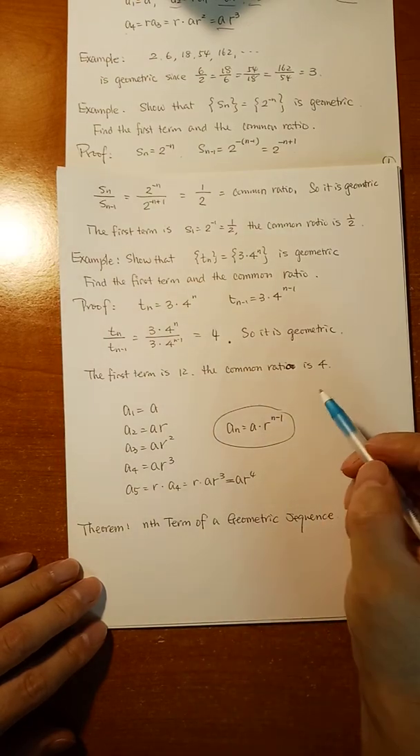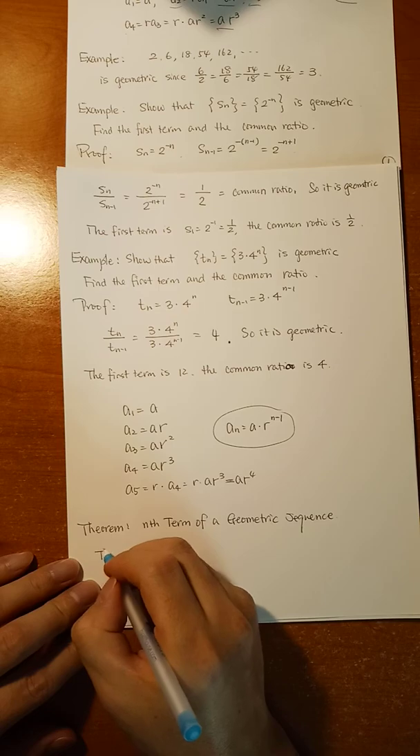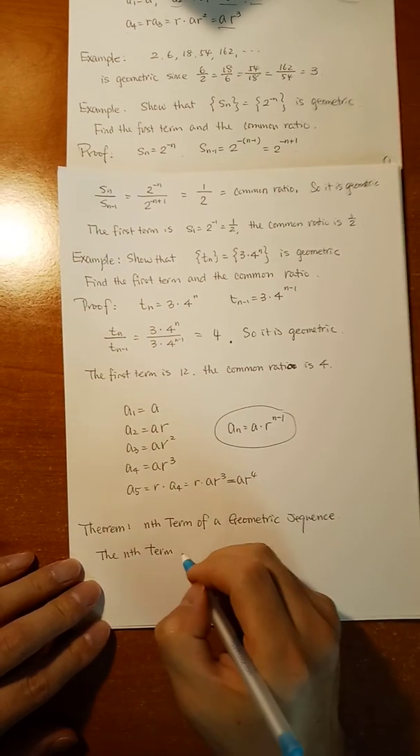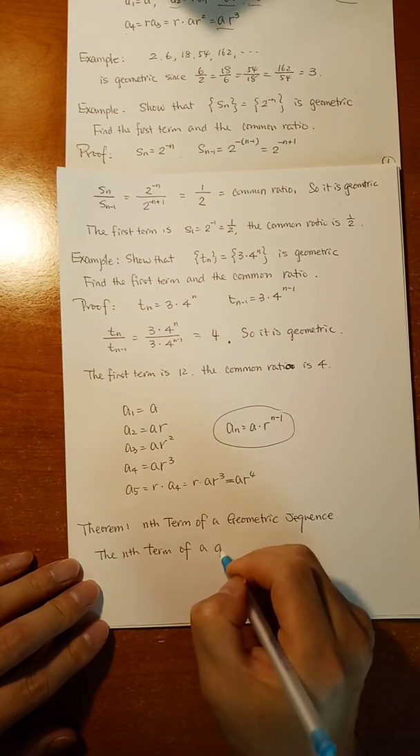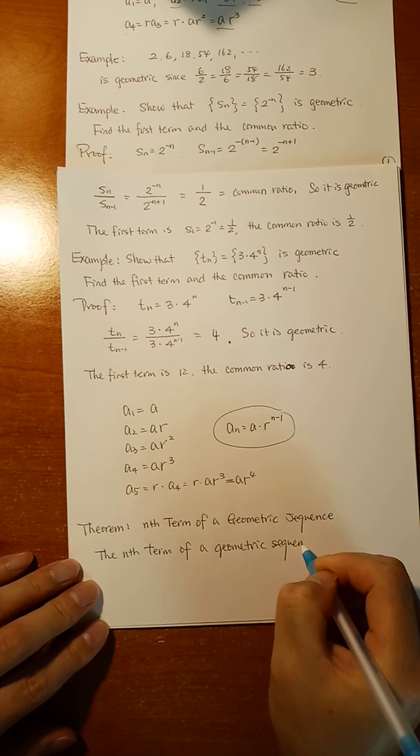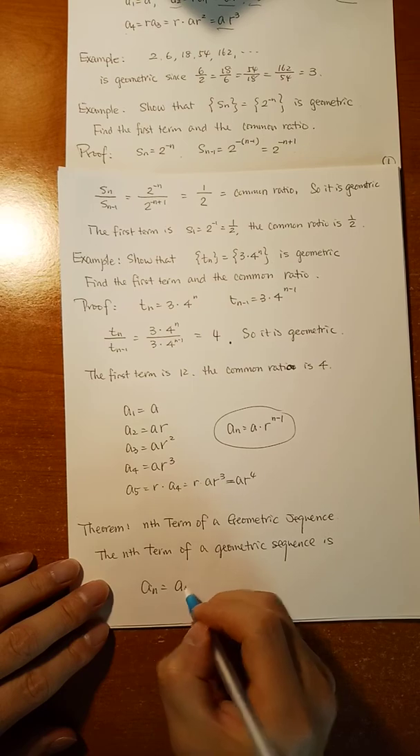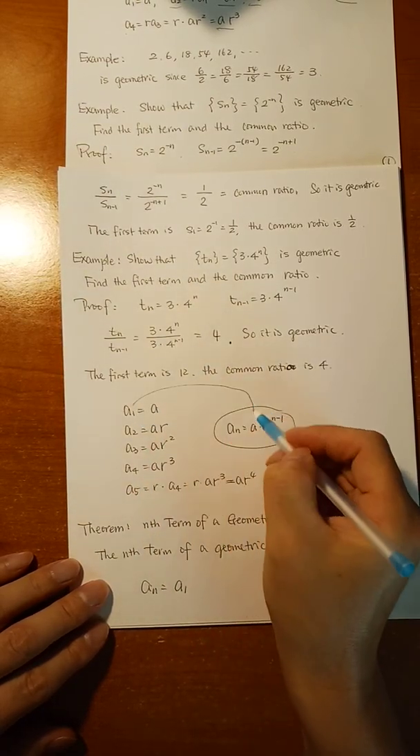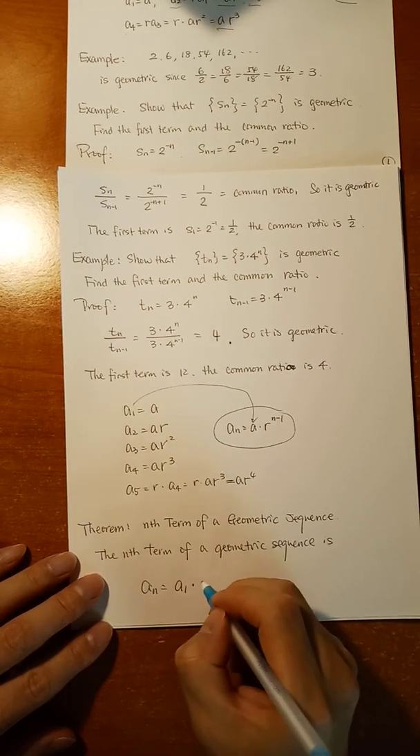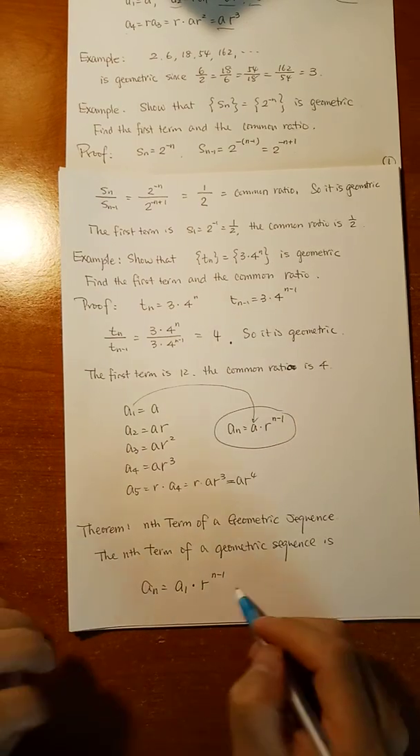Okay, so what is A? A is the first term. So the nth term of a geometric sequence, A sub n, is always the first term. The first term, let's not write A, let's write A1. First term times R to the power n minus 1. Okay? It's a product.